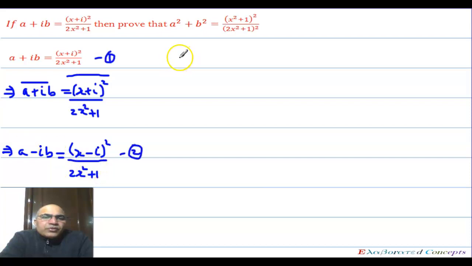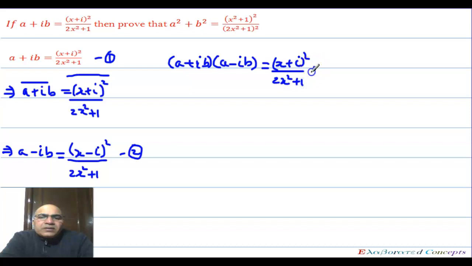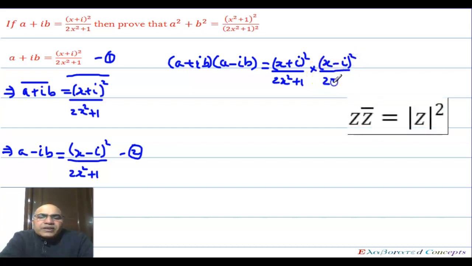Now these are the two equations. Multiplying both sides of the two equations, we get (a plus iota b) into (a minus iota b) equals (x plus iota) whole square upon 2x square plus 1, into (x minus iota) whole square upon 2x square plus 1.